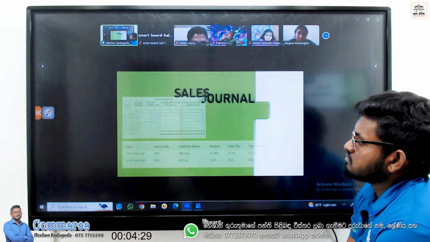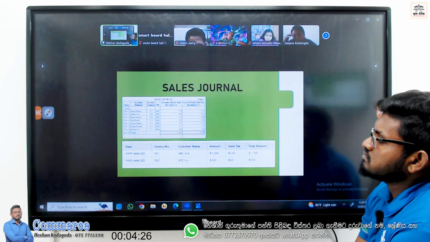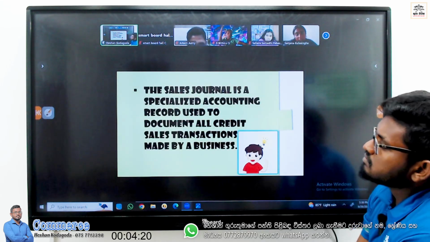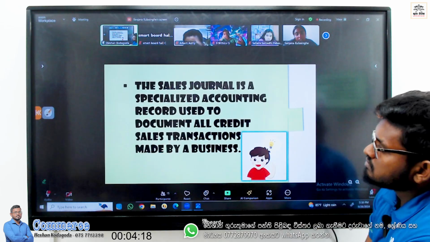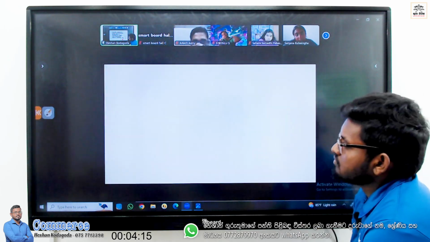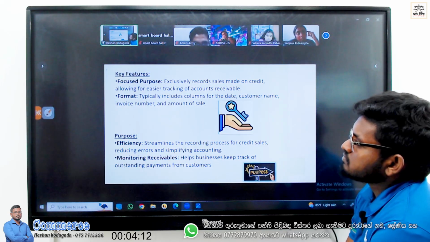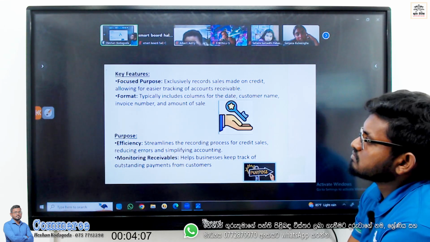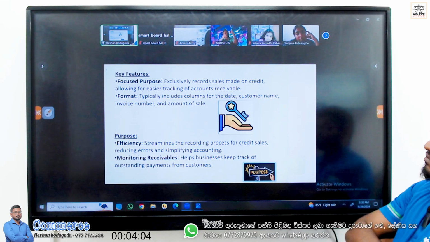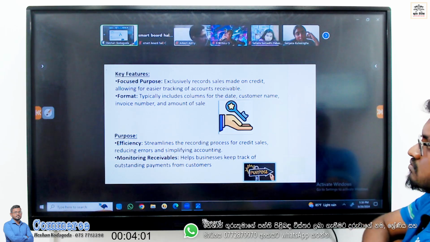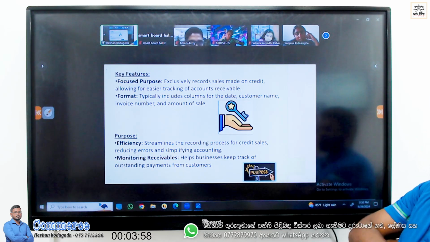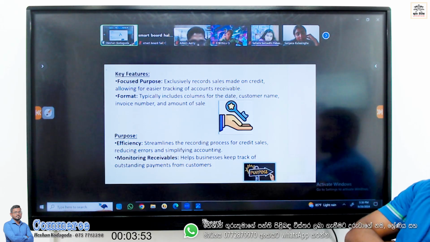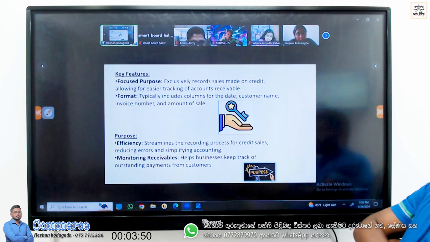Sales journal. This is the interface of a sales journal and an example. The sales journal is a specialized accounting record used to document all credit sales transactions made by a business. The key feature of a sales journal is the focused purpose. It exclusively records sales made on credit, allowing for easier tracking of accounts receivable. The format typically includes columns for dates, customer name, invoice number, and amount of sales, which makes it easier for us to understand.